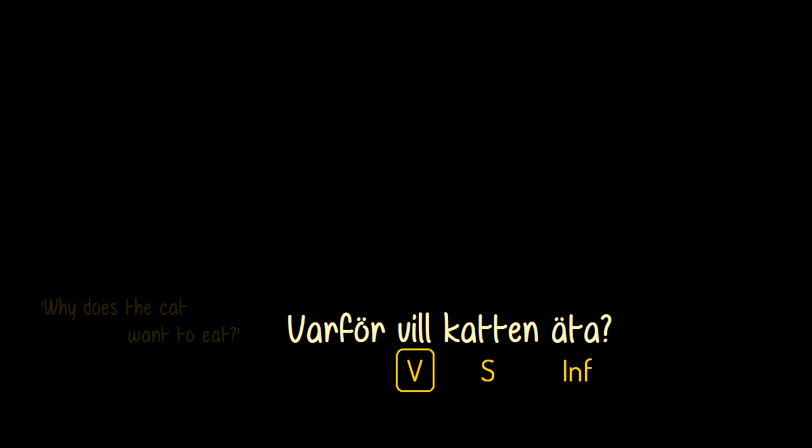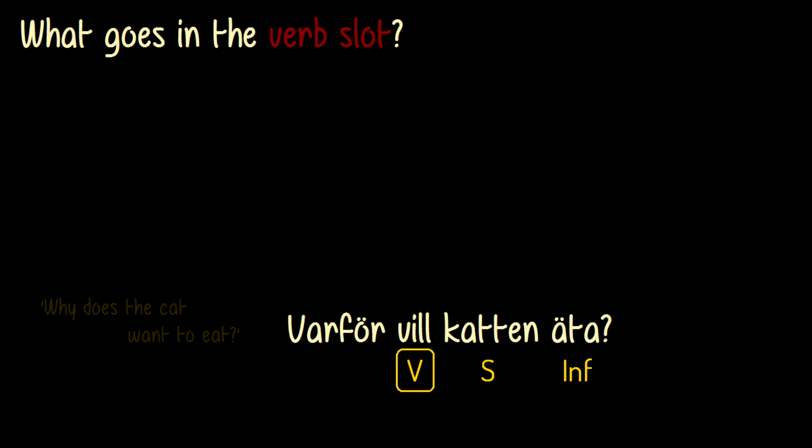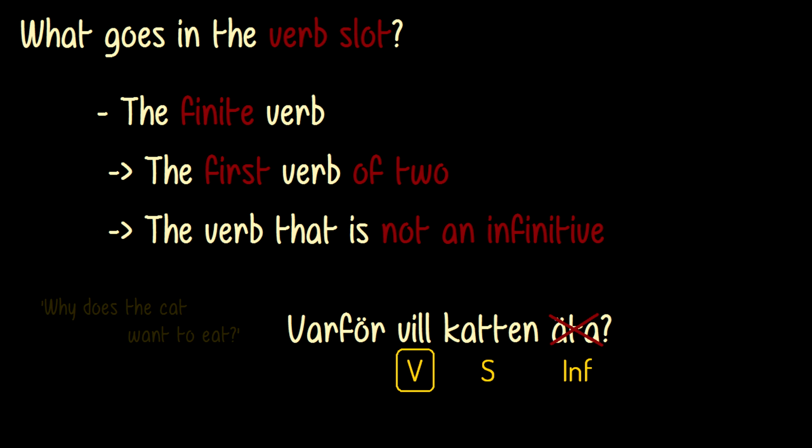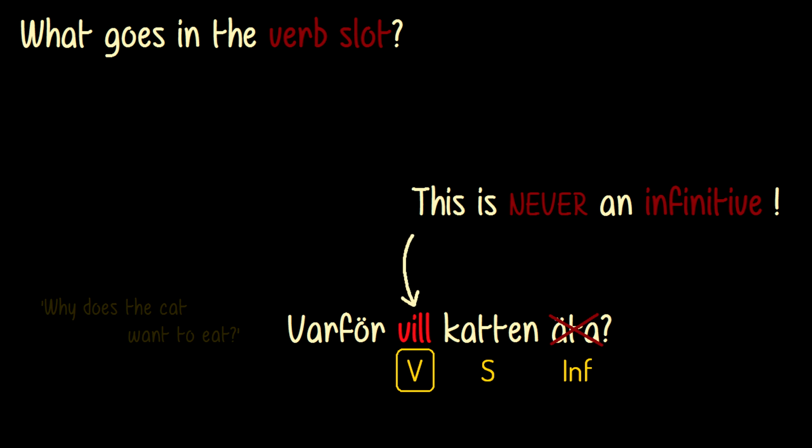Some rules of thumb for what verb you should associate with the verb slot. The finite verb, if you're into serious grammar. This tends to be the first verb of the two, as well as the verb that is not in the infinitive. The infinitive form of a verb and the principal verb slot are completely incompatible, and you will never ever find a verb in the infinitive in this position.